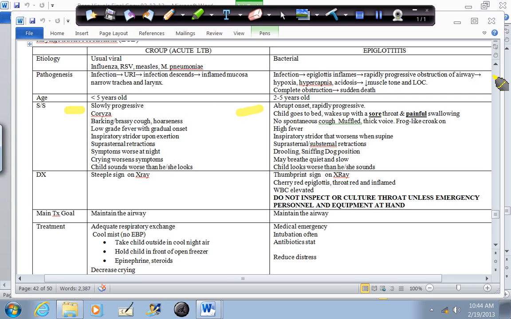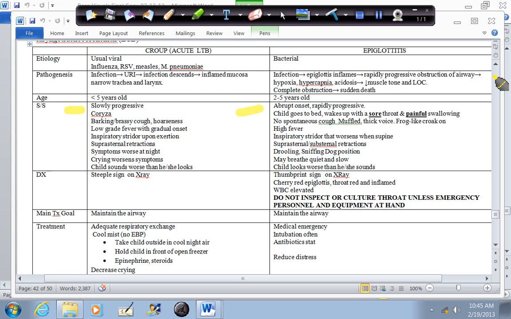With epiglottitis, the child goes to bed and then wakes up with a sore throat and very, very painful swallowing. The cough in croup is a brassy or barking kind of sound, like a seal, and the child is hoarse. The child is not hoarse in epiglottitis. There's no spontaneous cough. They'll cough if you ask them to, but there's no need to cough. They talk in a muffled, thick voice, and they have this sort of frog-like croak. But they're not hoarse, not like the child with croup.